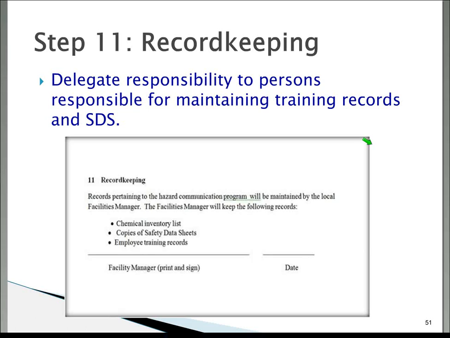The last stage of our HAZCOM program is your record keeping, so keeping your training records and making sure that someone is keeping those safety data sheets.